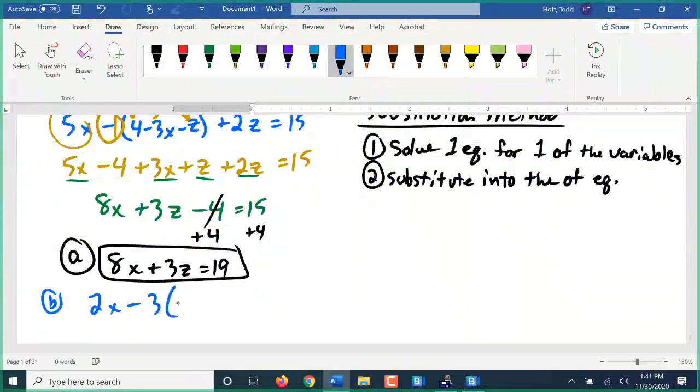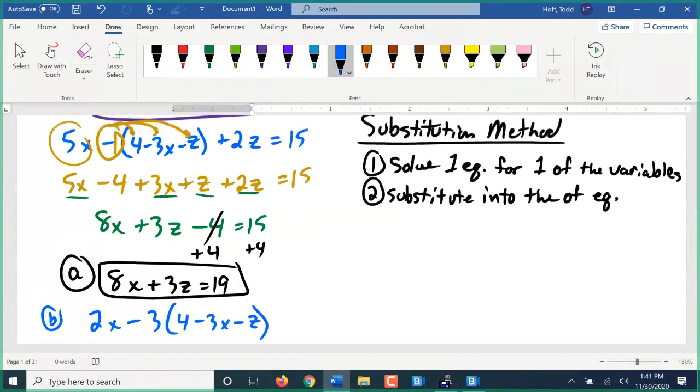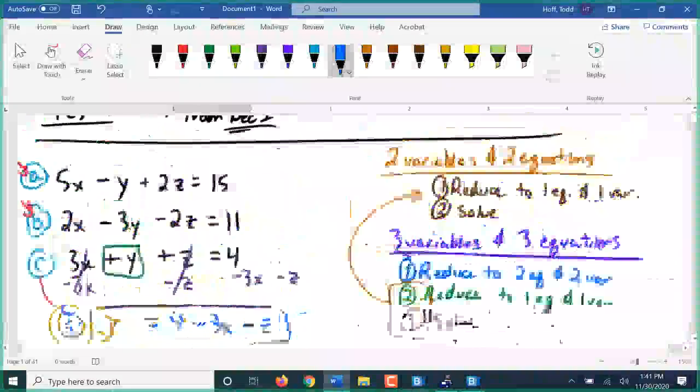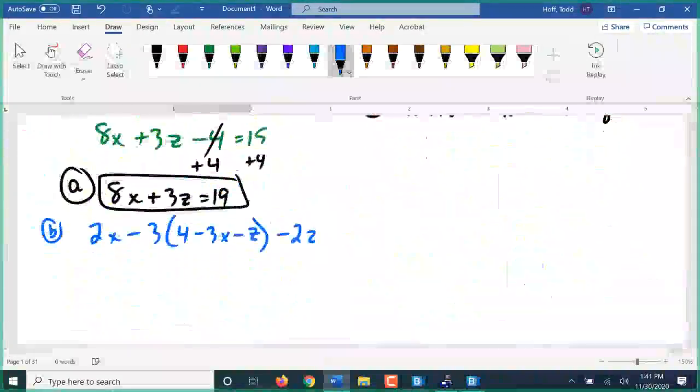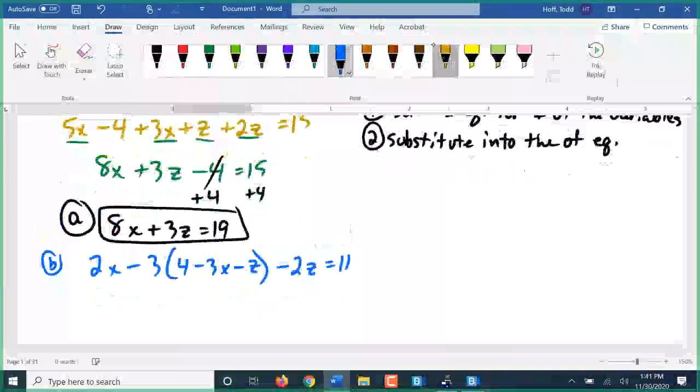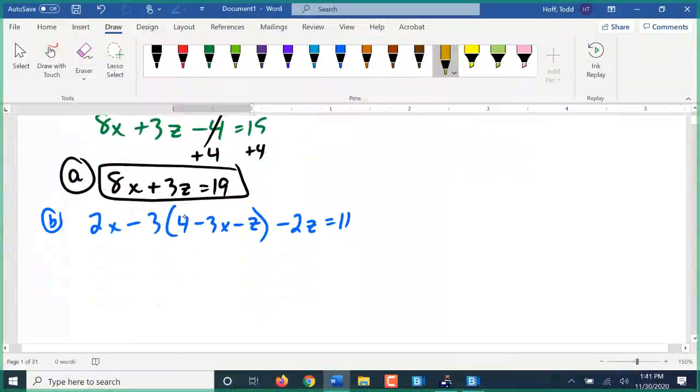But for y, I'm going to enter 4 minus 3x minus z again. Minus 2z equals 11. Now once again, I have some things I can combine here. I'm going to end up multiplying the parentheses. There's nothing to combine in the parentheses, so I'm going to multiply it by the -3.